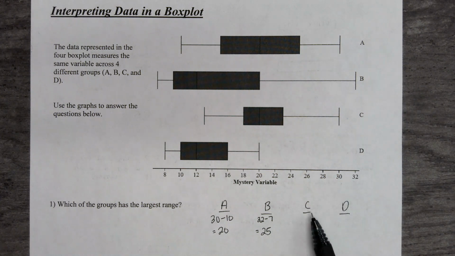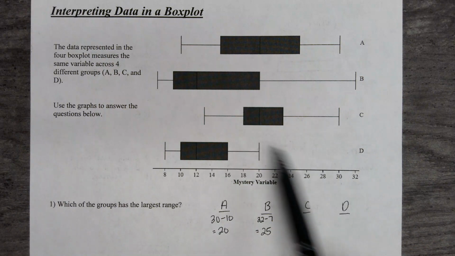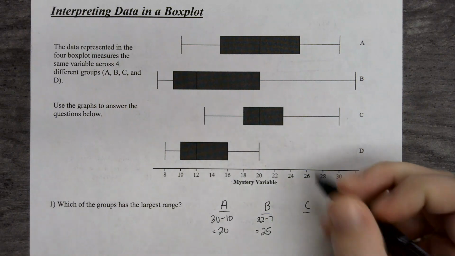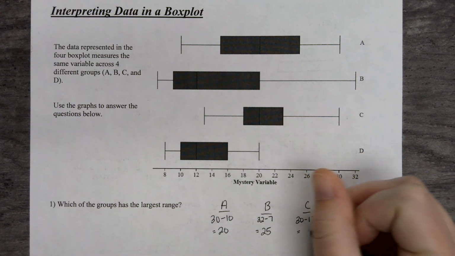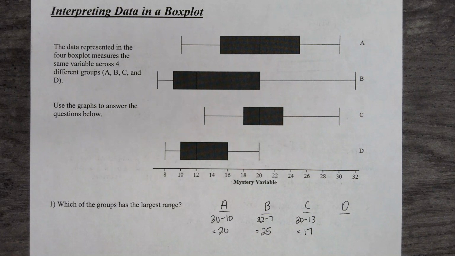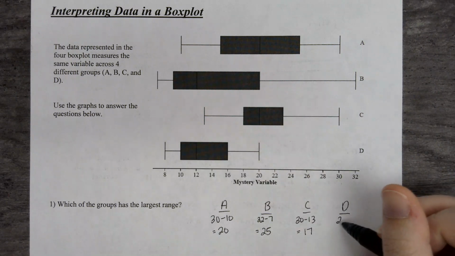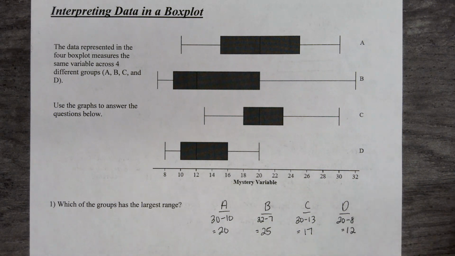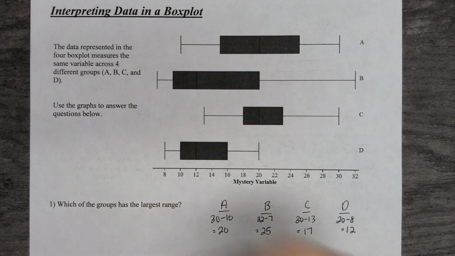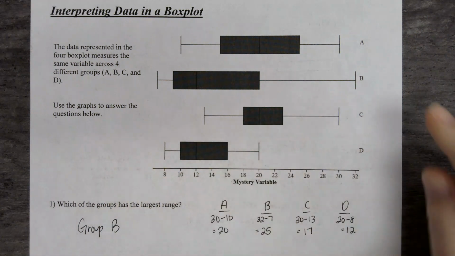Looking at our C, we have 30 minus 13, which is going to give me a range of 17. And for D, we have a range of 20 minus 8, which is going to give me 12. So the group with the largest range is going to be my group B. And you can kind of see that using the box plot.